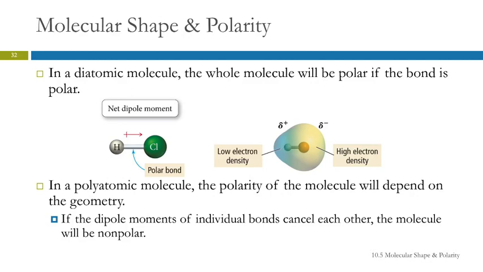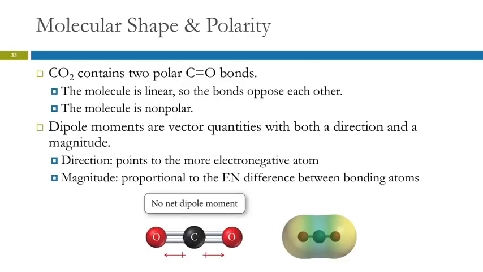When you have a polyatomic molecule, more than two atoms, then you have to look at the geometry. Because depending on the geometry, the dipole moments from polar bonds can cancel each other out or not. So let's look at carbon dioxide. Carbon dioxide has two polar bonds.